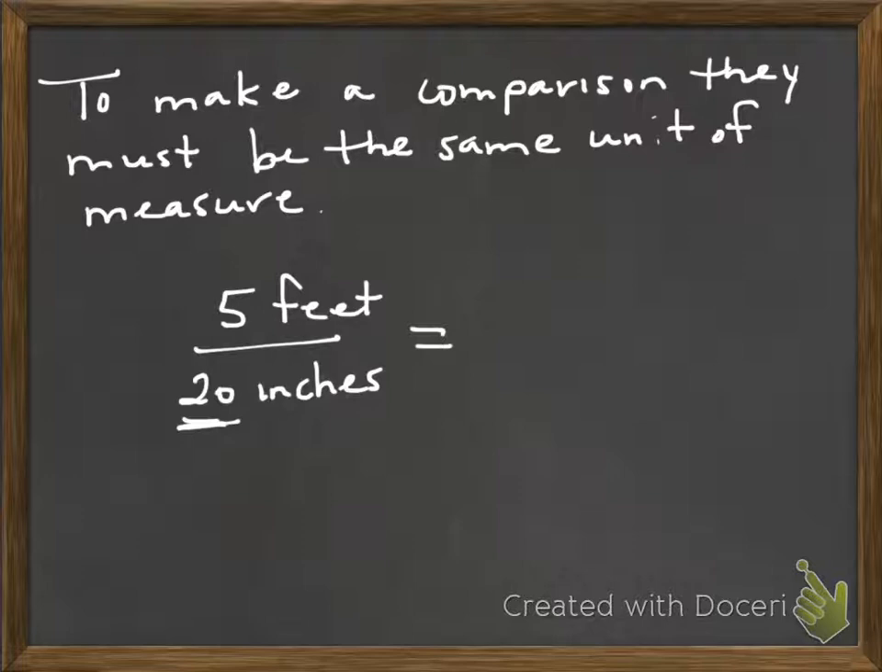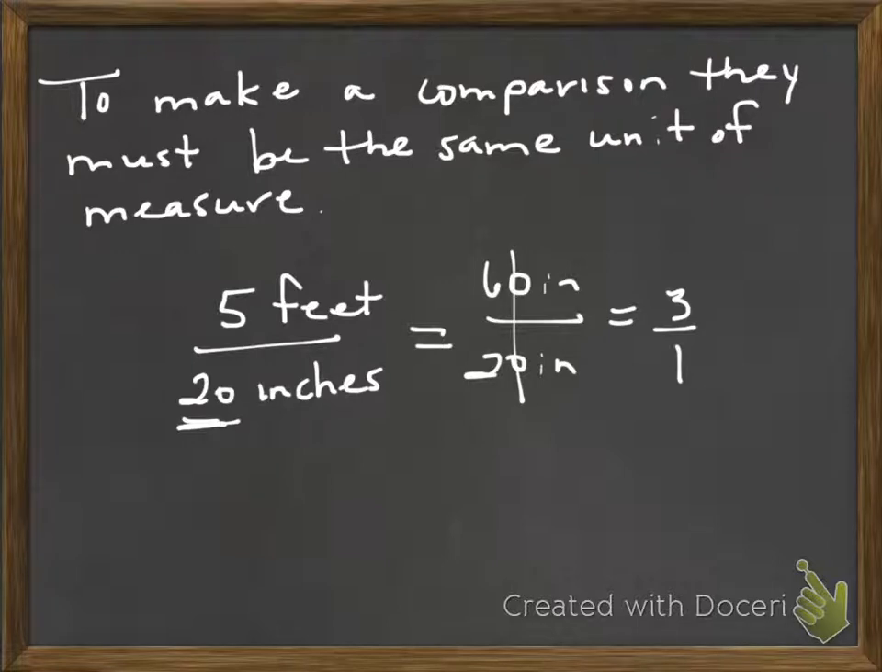Well, how do I convert feet to inches? I simply multiply by 12, right? So 5 times 12, this becomes 60 inches rather than 5 feet over 20 inches. And now I can make a true comparison, which is, if I simplify this, 6 divided by 3, a 3/1 ratio. So let me show you the wrong way here.